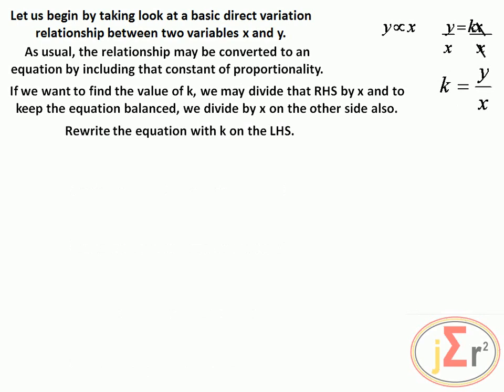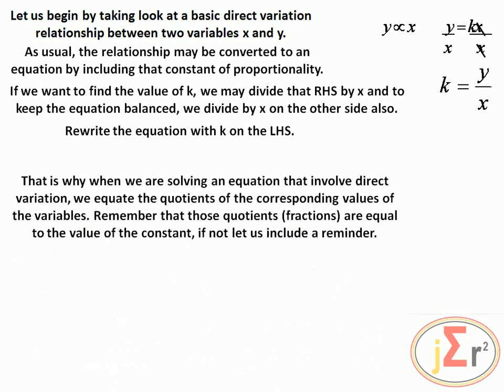K is equal to y over x. This is why when we are solving an equation that involves direct variation, we equate the quotients of the corresponding values of the variables. Remember that those quotients or fractions are equal to the value of the constant. So we are including a reminder that we will divide corresponding values in finding the value of k.